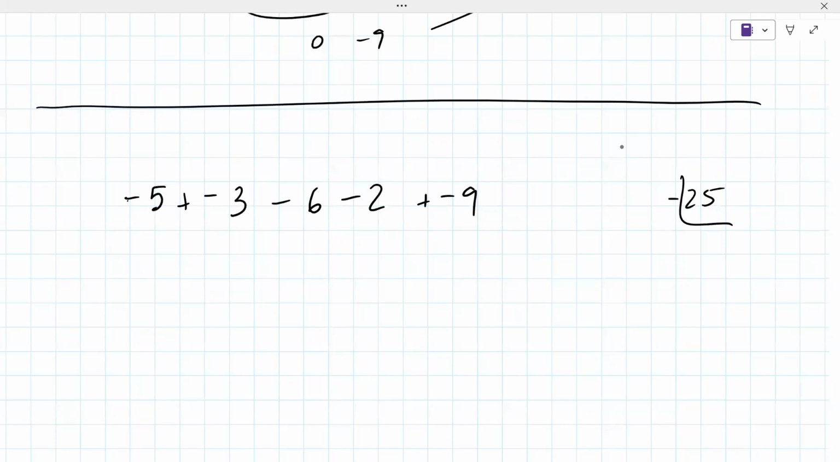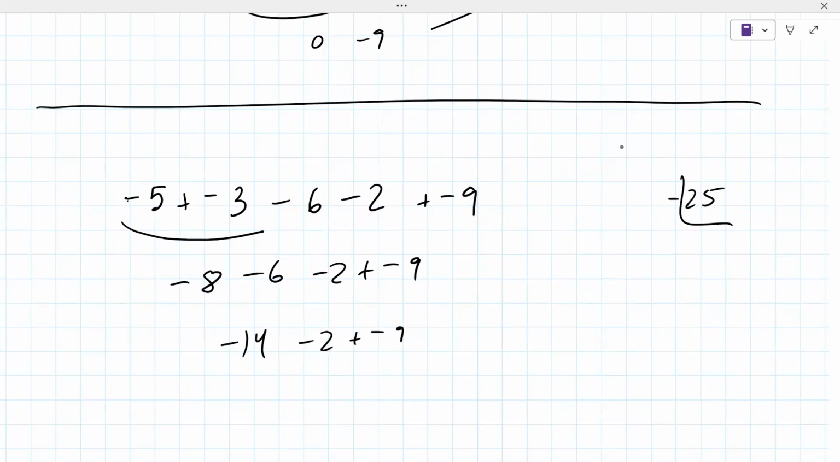Take a look here. So yeah, a lot of negatives here. They're actually all negative. Negative 8, minus 6, minus 2, plus negative 9. And then I did 6. Since they're both negative, it'll equal negative 14. And then 14 and negative 2 goes negative 16. Plus negative 9 equals negative 25. There it is. Good.